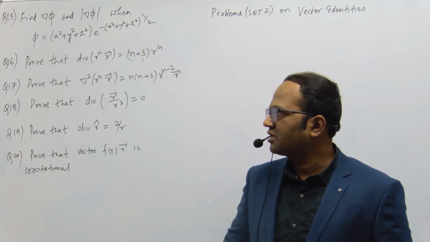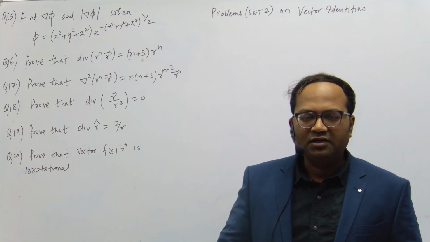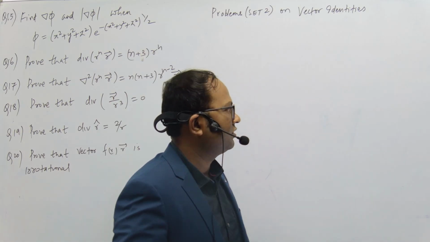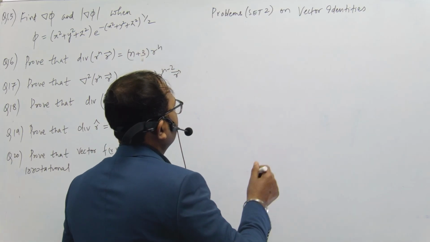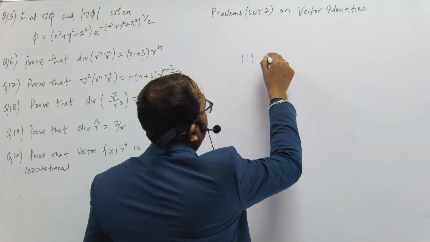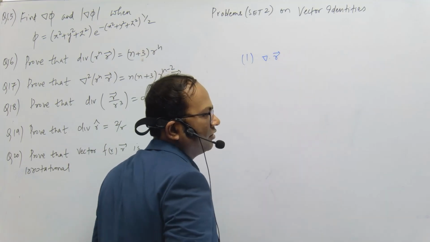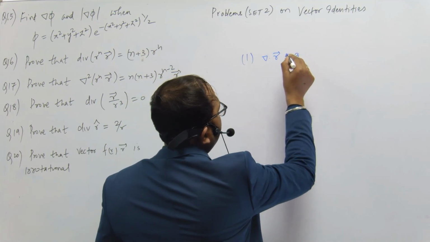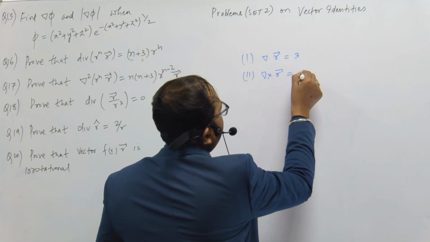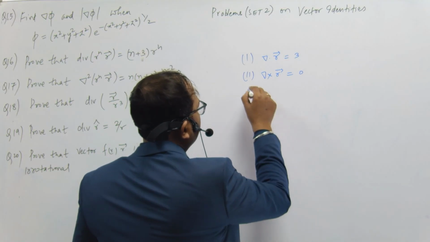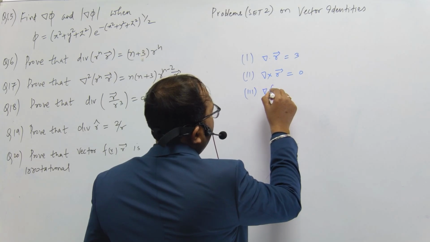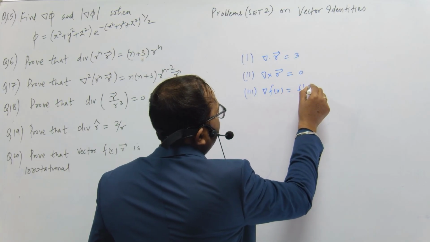For solving such types of questions, there are important identities and results that we have to take into consideration. So let us go through that first. Let us remember these results. First one is del dot r vector is equal to 3. Secondly, del cross r vector is equal to 0. Third, we have gradient of f of r equal to f dash r into del of r.